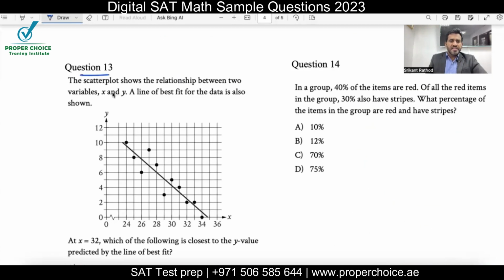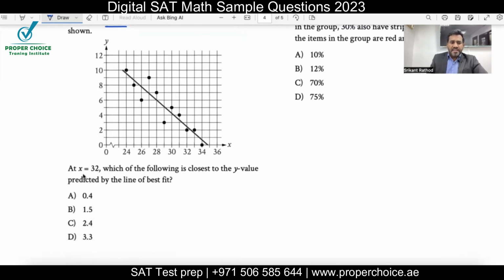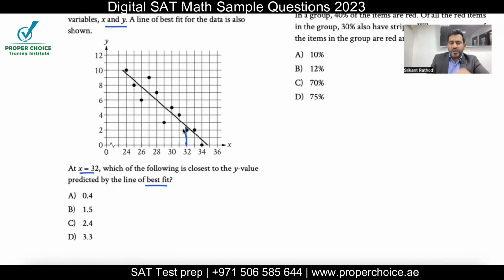Question number 13 says the scatter plot shows the relation between the two variables x and y. A line of best fit for the data is shown. This line is also called an average line for the data. Now the question is based on that. At x = 32, which of the following is closest to the y value predicted by the line of best fit? So where is the value of x as 32 here? At that point, I need to refer to the line of best fit, not the dot.